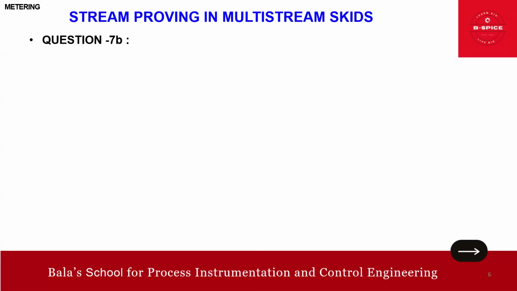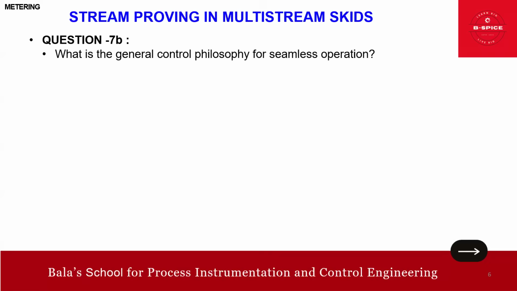Okay. Now we go into 7B, the same extension of this earlier question. So what is the general philosophy for seamless operation? See, for a multi-stream skid, the general philosophy means you need to have isolation and interlock, right? The proving stream is isolated using an automated valve. The interlock prevents simultaneous proving and custody transfer on the same stream, right? So one aspect is isolation and interlock.